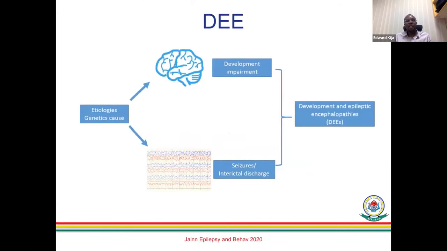Now, to put this simply in a schematic picture: an epilepsy might have an etiology, which could be genetic, structural, metabolic, immune mediated, or infectious. This etiology could independently lead to developmental impairment, or it could independently lead to seizures and frequent interictal discharges. So when these two happen in one patient, then this is regarded as developmental and epileptic encephalopathy.